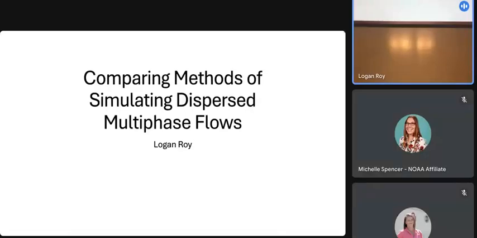He is in his second year, started in the fall of 2023, working on numerical simulation of heavy particle transport, large eddy simulation. So today Logan is going to talk to us about some of the numerical and computational considerations for doing simulations of these sorts of flows.